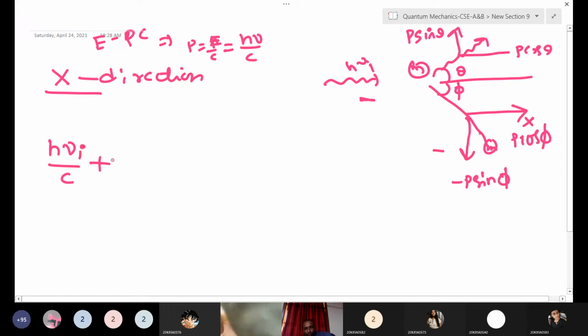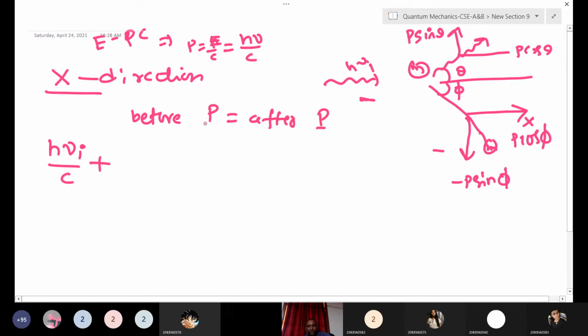And what is the momentum of the electron here before collision? Momentum before collision is equal to momentum after collision. That is the linear momentum conservation law along the x direction. So what is the momentum of the electron here? Anyone please?